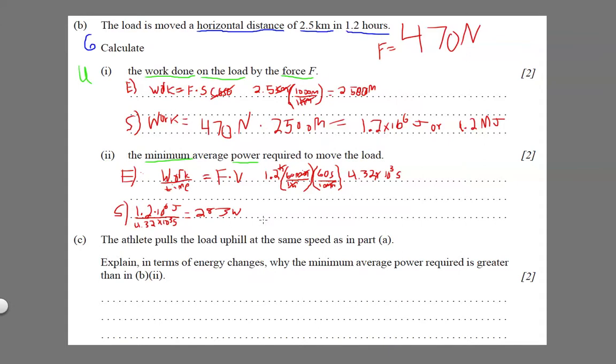For C, explain in terms of the energy changes why the minimum average power required is greater than in B. At this point, he's pulling the load uphill. The reason that it's greater is because he's got to fight gravity because he's going uphill, and work is still done against friction. All right, so that is the end of problem number 1. See you later.